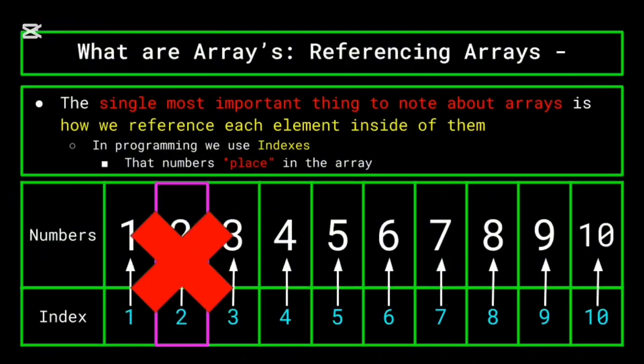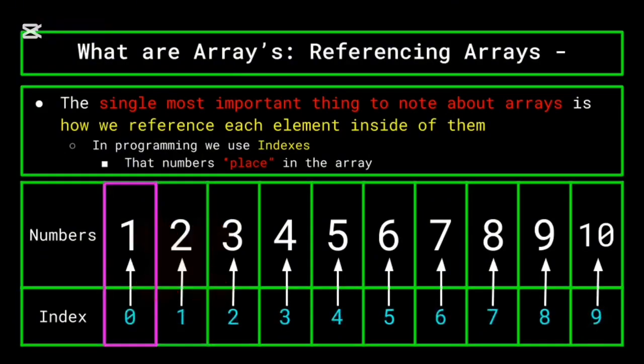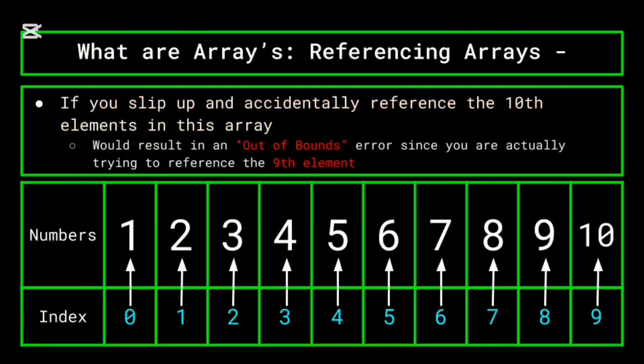In computer science, programming languages refer to the first cell as the 0th element in the array. This means that if we were talking about our array of numbers we just made, the number 4 would actually be in the third index, 5 would be in the fourth, and so on. So instead of starting our count from 1, we start from 0. It's extremely weird and confusing, but it's one of those programming quirks you're going to have to memorize and commit to memory. If you were to not follow this nomenclature and refer to the last element in this array as the 10th, you get what is referred to as an array out of bounds error, since you're trying to reference the 10th element, but there is no 10th element.